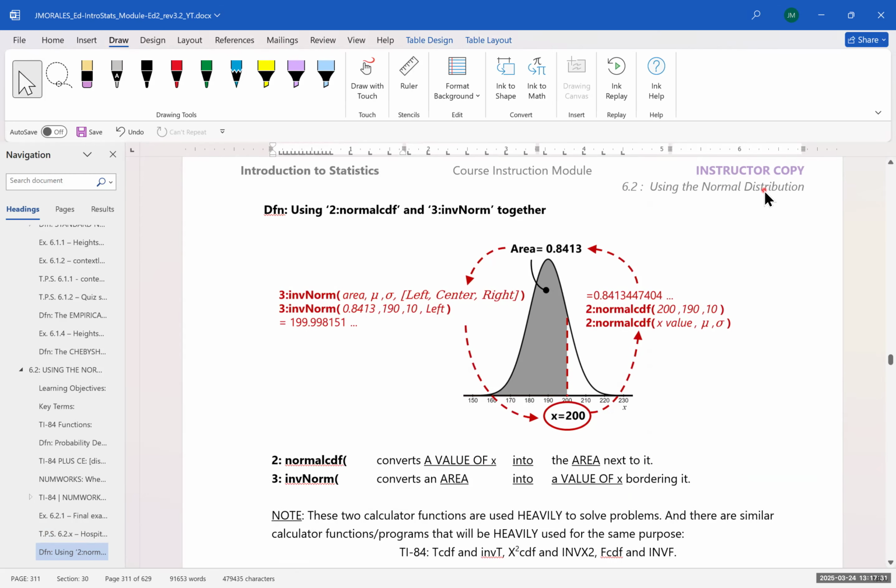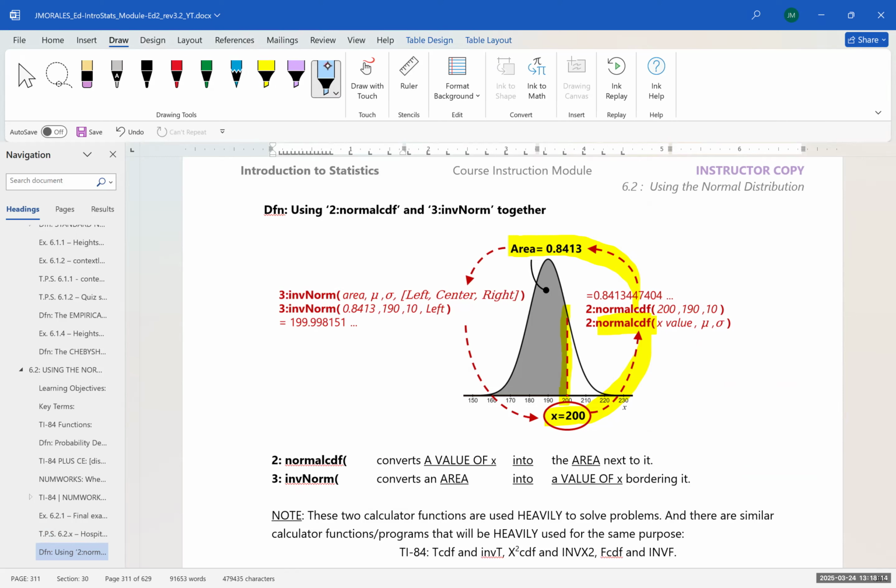Now, we've been talking a lot about cumulative distribution functions, CDFs. A CDF allows you to take a value of the random variable, a value of X, and calculate the area adjacent to that value. That's going in one direction. If we take a value of X, that gives us a boundary, and using normal CDF, we can then calculate the area.